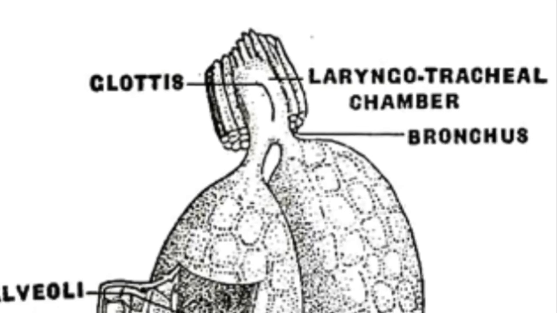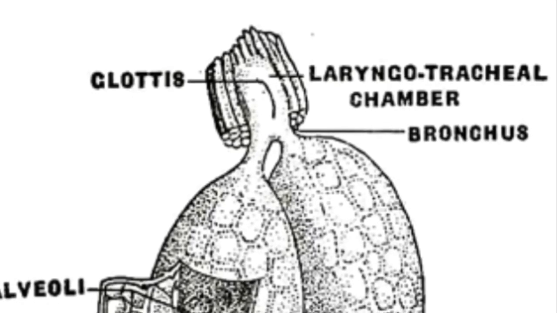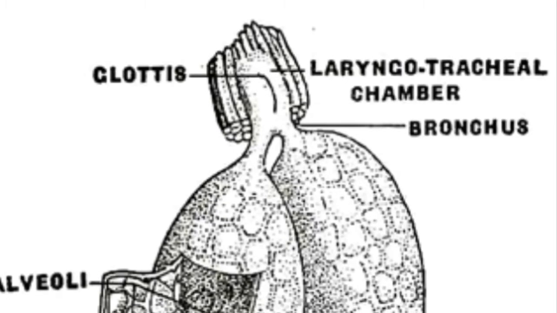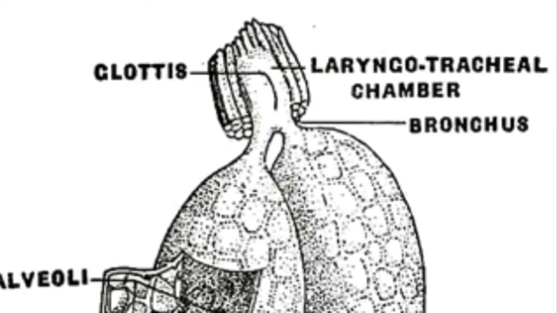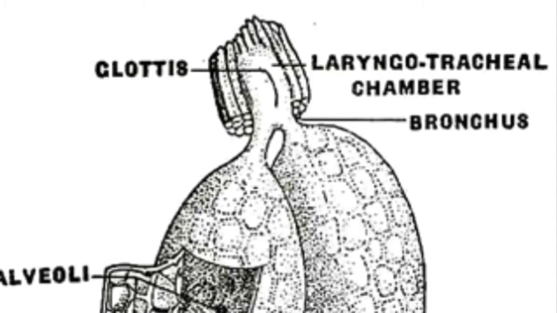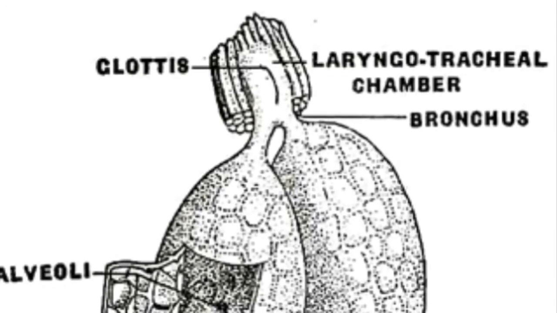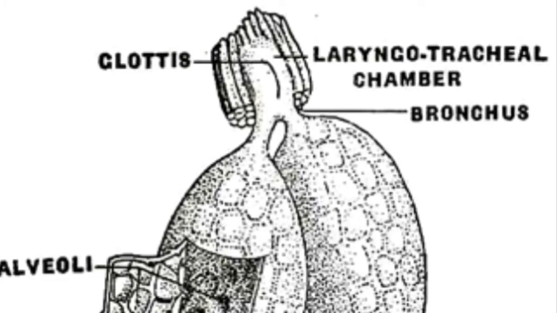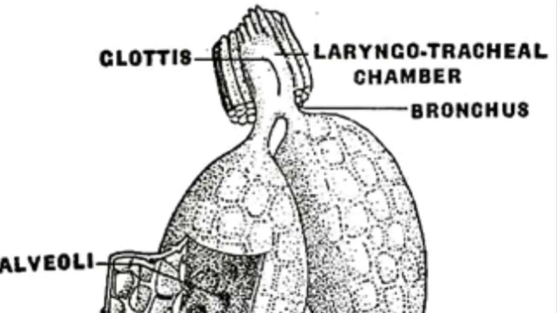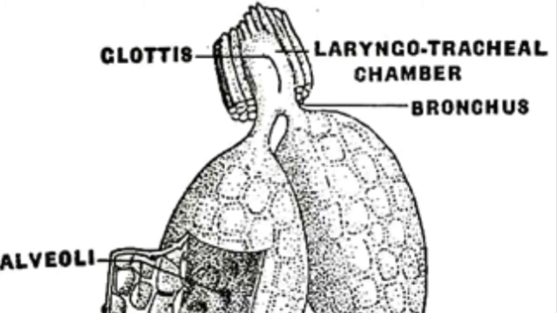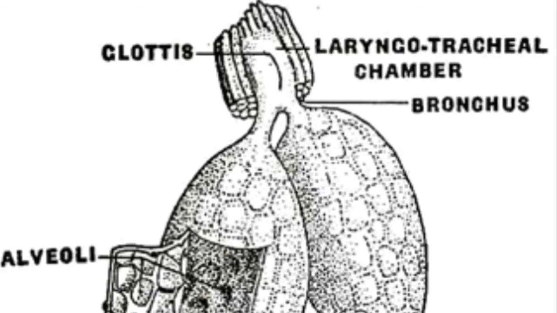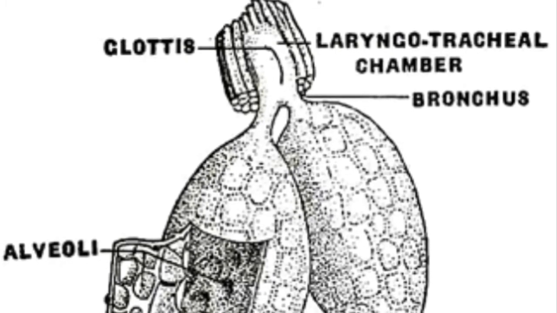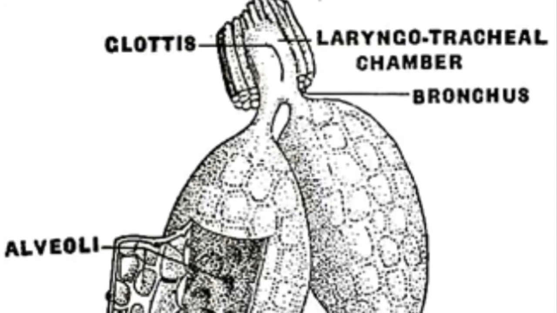We should also tackle the pulmonary respiration. The organs concerned in the pulmonary respiration are first, the external nares, second, the internal nares, third, the buccal cavity, fourth, the glottis, fifth, the laryngotracheal chamber, sixth, the bronchi, and seventh, the lungs. The lungs are thin-walled spongy structures which extend backward into the anterior part of the body cavity. There are two lungs, one on each side of the heart.